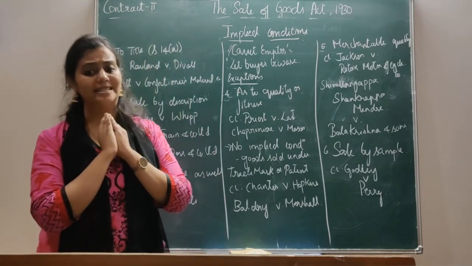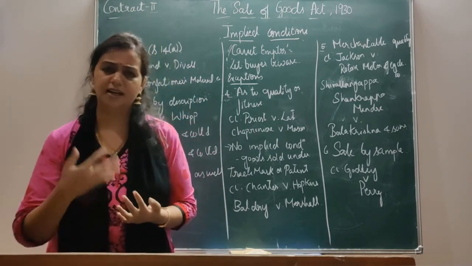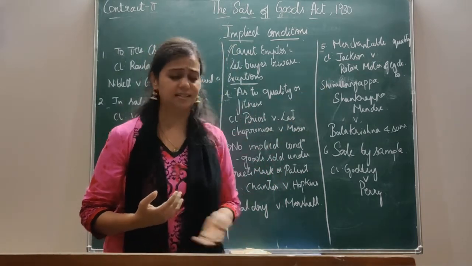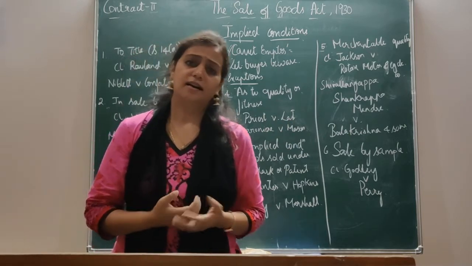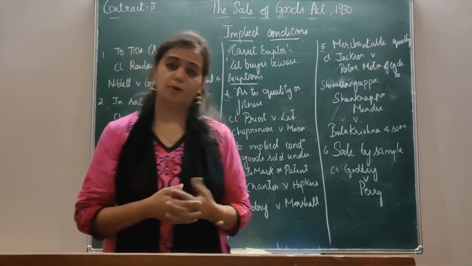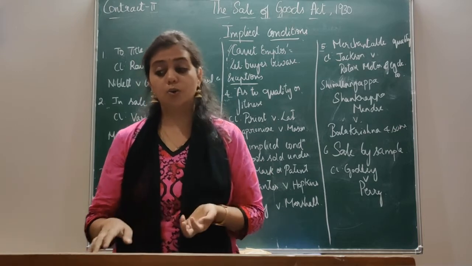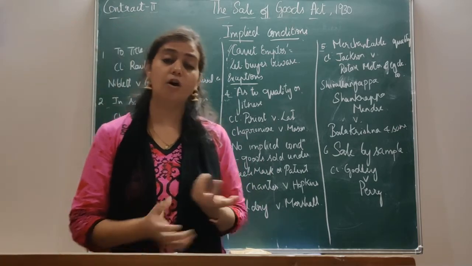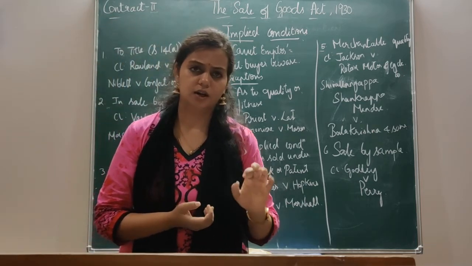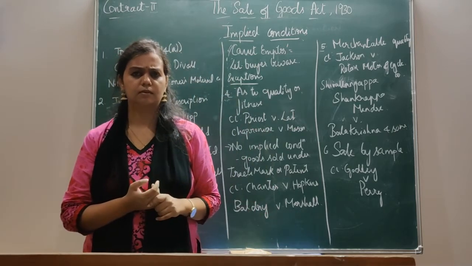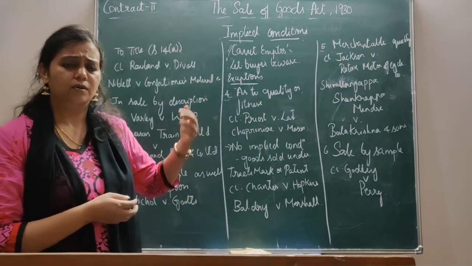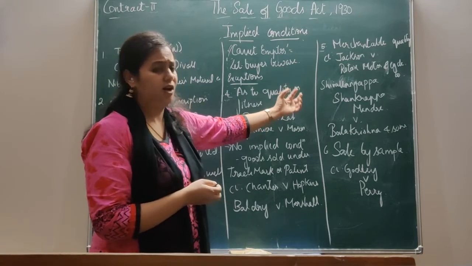When the goods are bought by description, there is an implied condition that they have to be as per the description. Section 16 subsection 2 further lays down certain conditions where you can say it is of merchantable quality. That is, where the goods are bought by description from a dealer who deals in goods of that description, whether he is a manufacturer or a producer or not is not relevant, but he is in the course of that particular business. So that becomes merchantable quality. Let's take a case law as an example and understand.